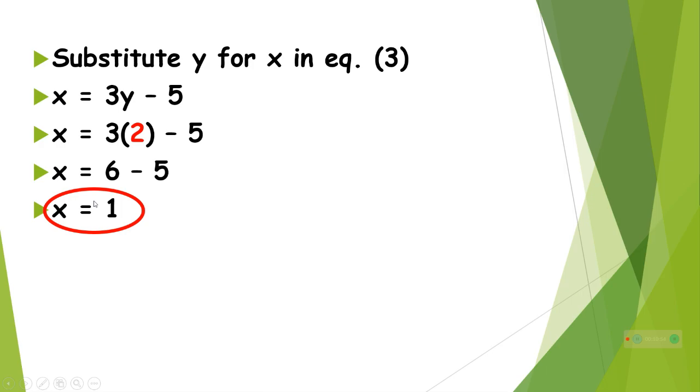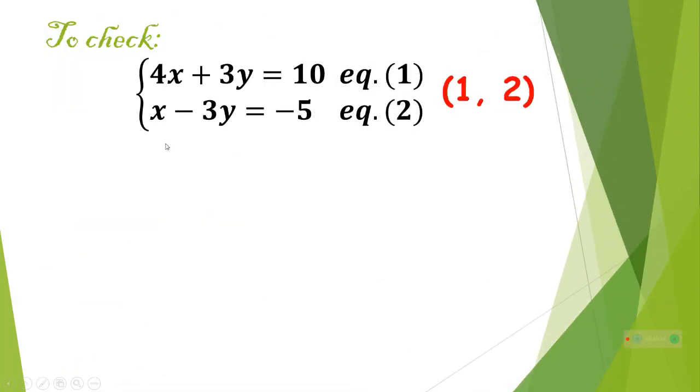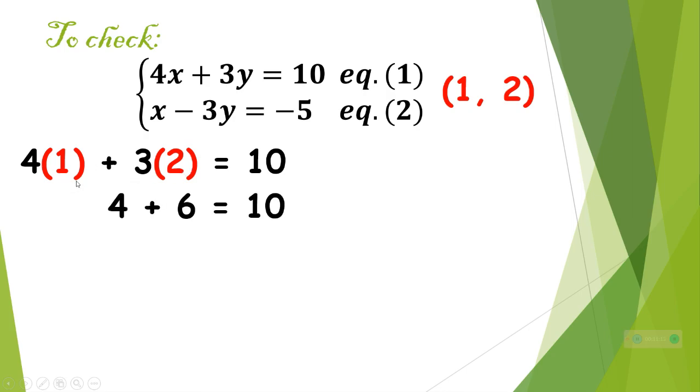Okay? And then, we are going to check. So, you are going to substitute 1 and 2 in place of x and y respectively. So, for our first equation, you will have 4 times 1 plus 3 times 2 equals 10. And then, you will have to use multiplication, of course. So, we have 4 plus 6 equals 10 and then continue solving. So, 4 plus 6 is 10, is equal to 10, which is true.